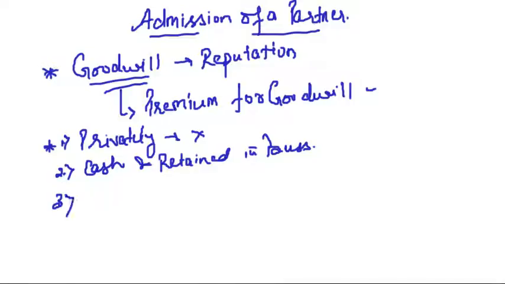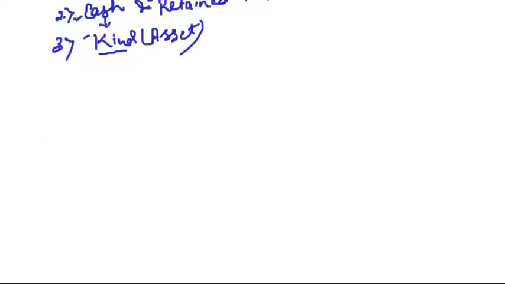The third case we did was that the premium for goodwill is brought in kind. Kind means asset. Similar treatment as cash. The only difference is that instead of cash we will take assets. This is what we have discussed so far. Now we move on to case 4.